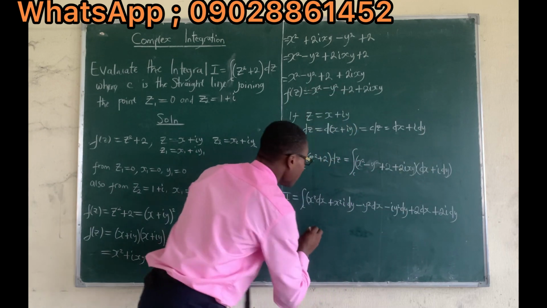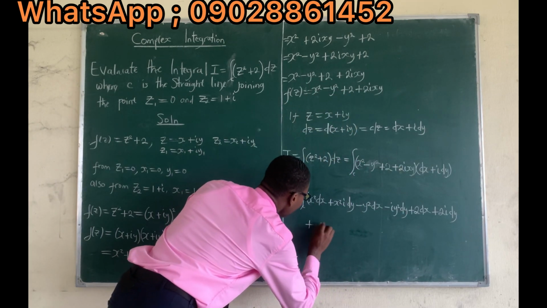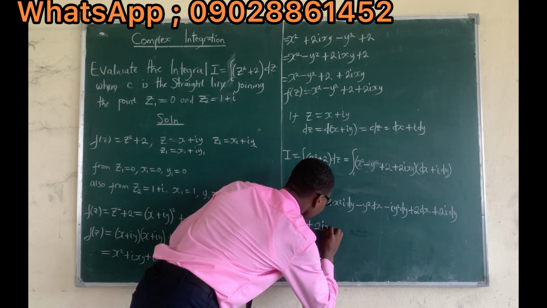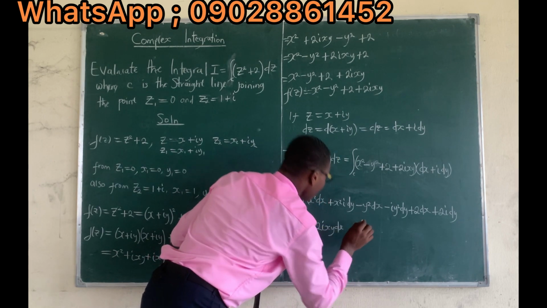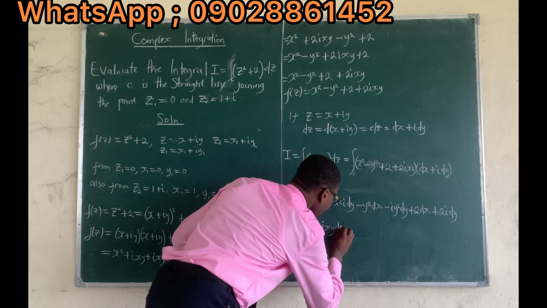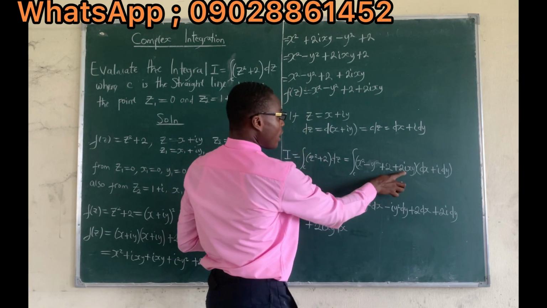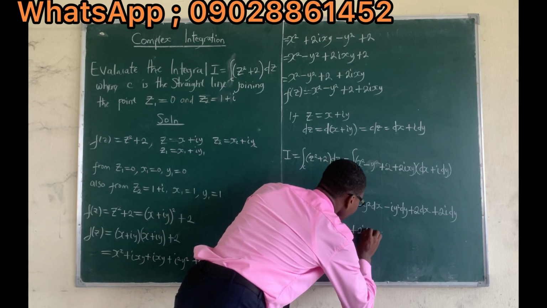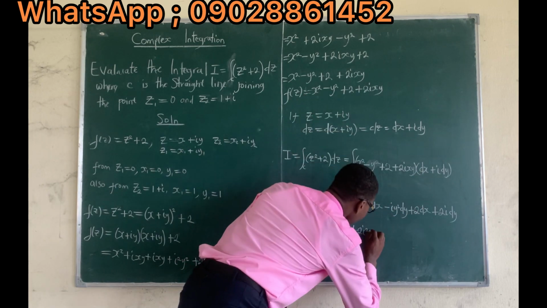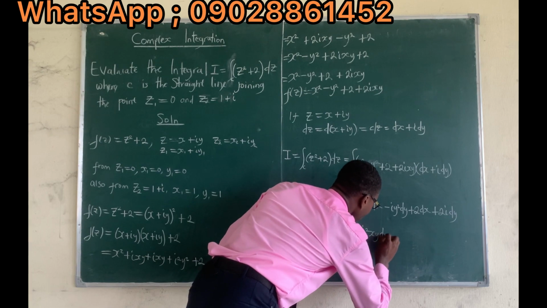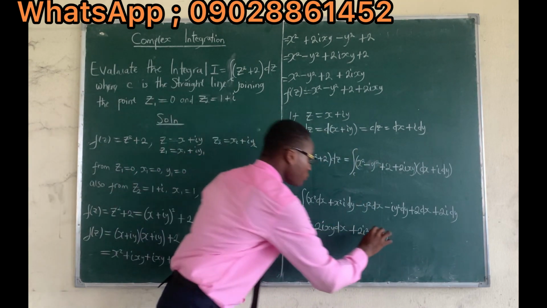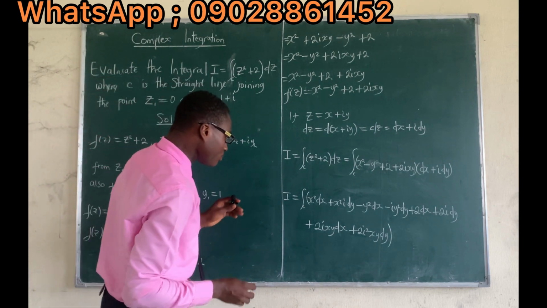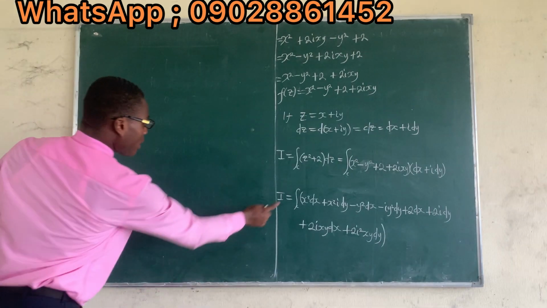2ixy times dx will give us plus 2ixy dx. 2ixy times i dy will give us plus 2i² xy dy. So this is what we have. So let's continue.